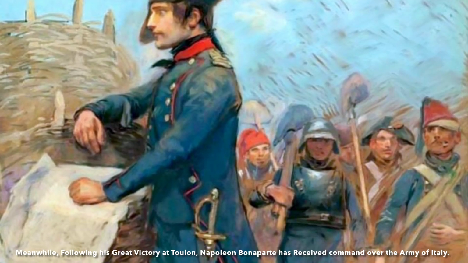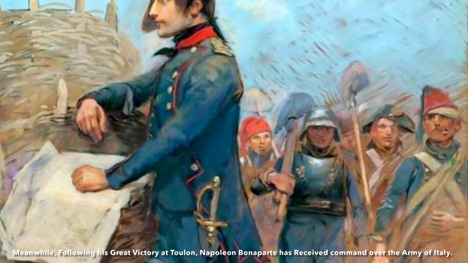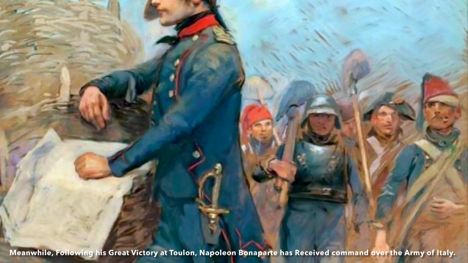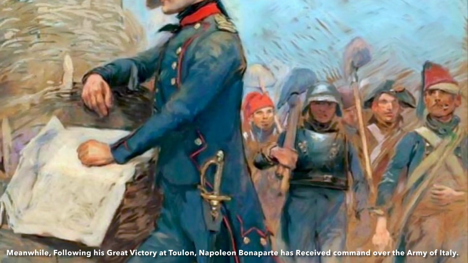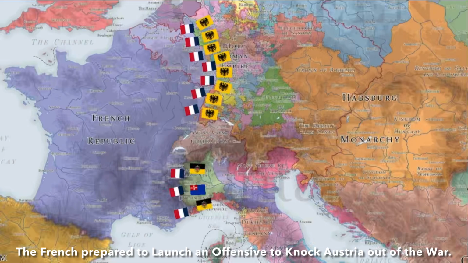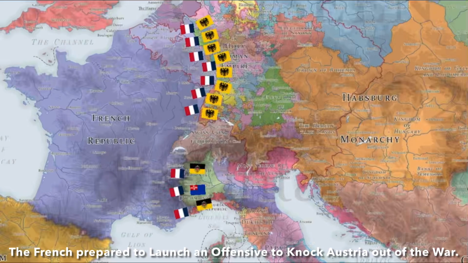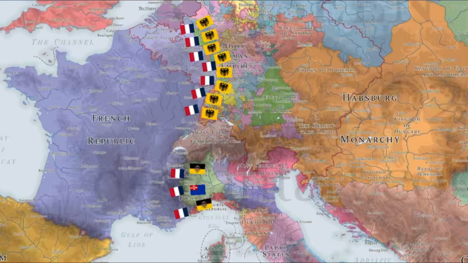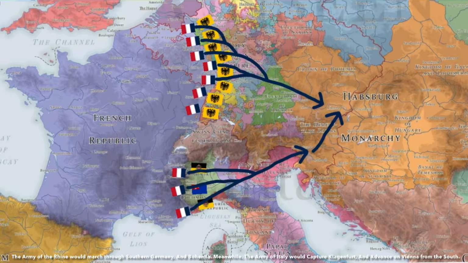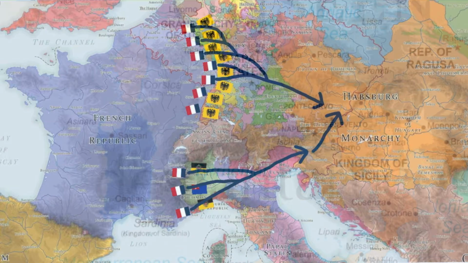Meanwhile, following his great victory at Toulon, Napoleon Bonaparte has received command over the Army of Italy. The French prepared to launch an offensive to knock Austria out of the war. The Army of the Rhine would march through southern Germany and Bohemia. Meanwhile, the Army of Italy would capture Klagenfurt and advance on Vienna from the south.